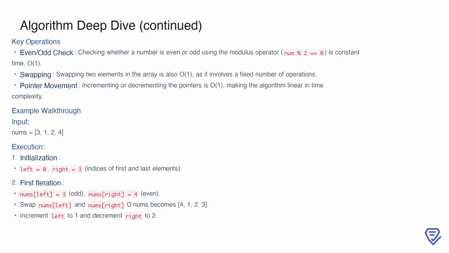To understand this better, let's walk through an example. Consider the input array nums equals [3, 1, 2, 4]. Initially, the left pointer is at index 0, pointing to the value 3, and the right pointer is at index 3, pointing to the value 4. Since nums[left] is odd and nums[right] is even, we swap these two values. After the swap, the array becomes [4, 1, 2, 3]. We then increment left to index 1 and decrement right to index 2 to continue the process.